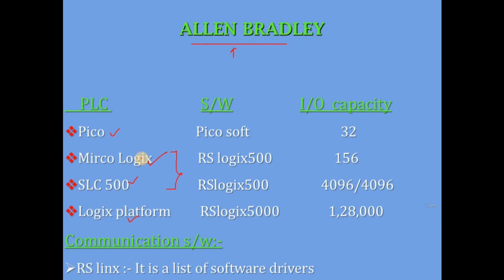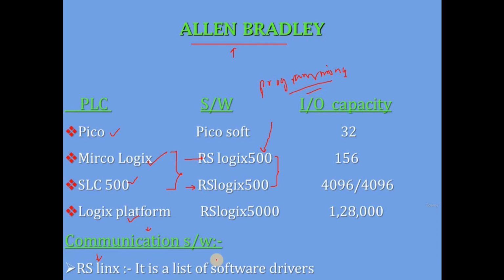If you are using the Micrologix and the SLC 500, SLC means small logic controller actually, the required software is RSLogix 500, the software is the same. This is nothing but the programming software, where we have to design the ladder program. Now here you can see the communication software. The name of the communication software is RSLinx. This communication software is common to these two PLCs, Micrologix as well as SLC 500.